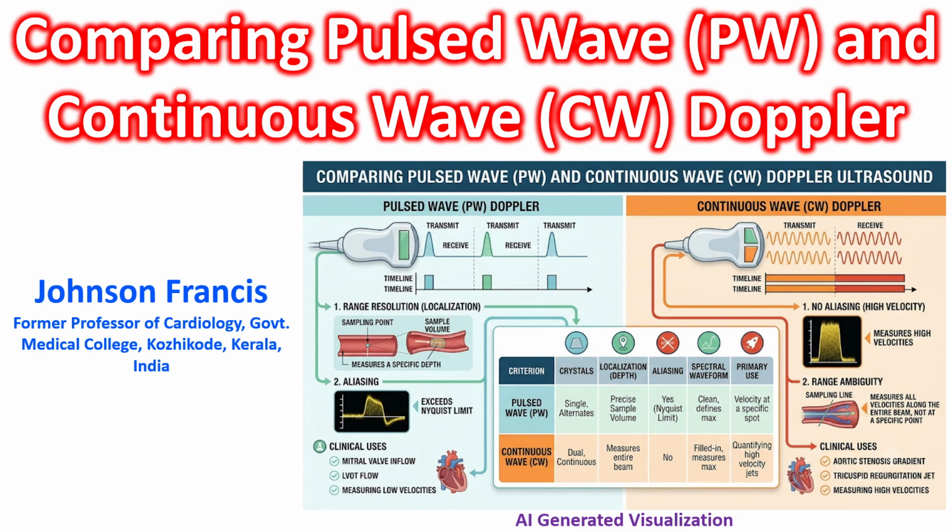The fundamental difference between pulsed wave and continuous wave Doppler lies in how the ultrasound signals are transmitted and received, which dictates their ability to pinpoint the location of blood flow versus their ability to measure high velocity blood flow. Here is a breakdown of how each modality functions and where they are most effectively deployed in clinical echocardiography.